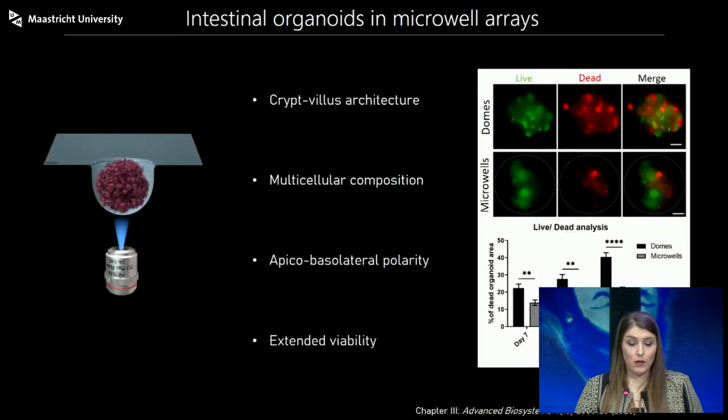And finally, we demonstrated also that organoids have an extended viability for up to 13 days when they are cultured in microwells, whereas when they are embedded in Matrigel, they usually require passaging after 5 to 7 days. This can also be clearly seen in the graph, where in every time point, the organoids embedded in Matrigel, which correspond to the black bars, are always higher. They have a much higher dead organoid area compared to organoids grown in microwells.